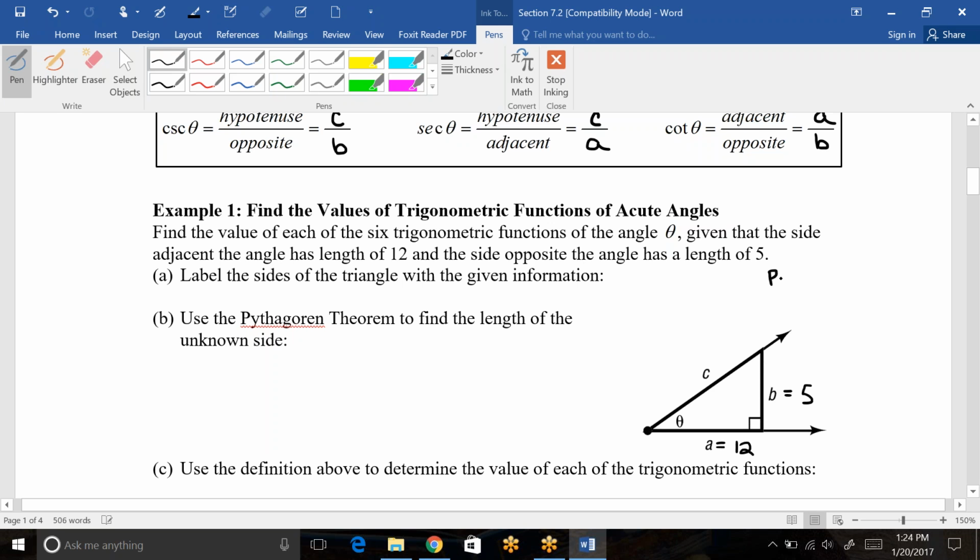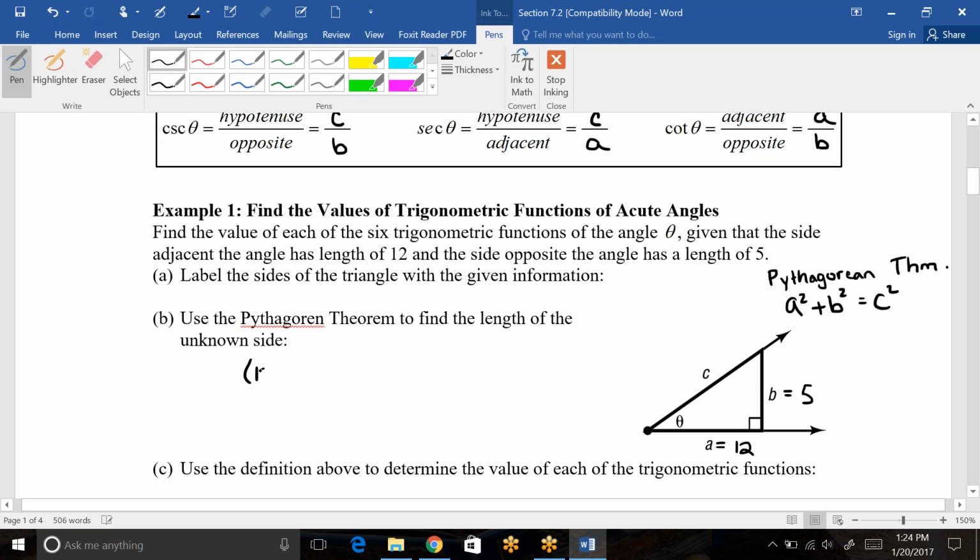And then this is where you have to remember something from geometry class. If you have a right triangle, you have a theorem that says in a right triangle, the two legs squared and then added together equals the hypotenuse squared. So that is a squared plus b squared equals c squared. So we're going to use that to help us find c. So that's our part B right here.